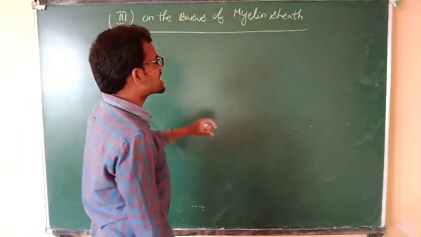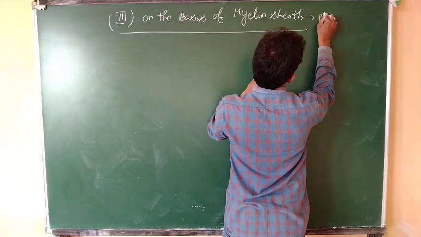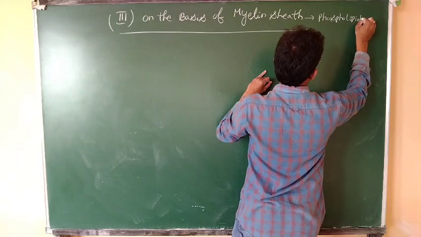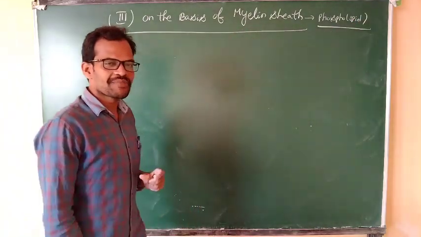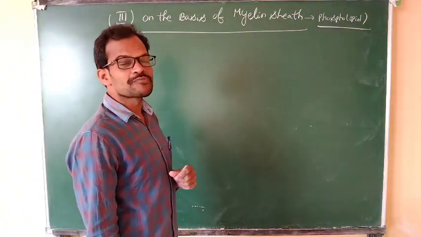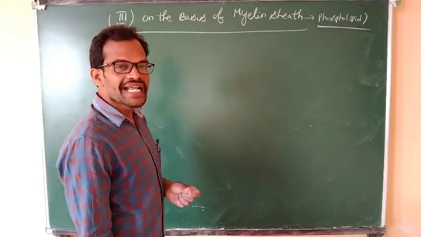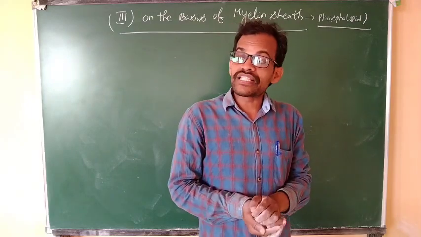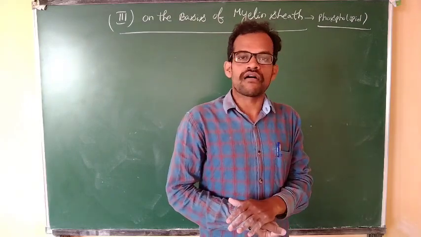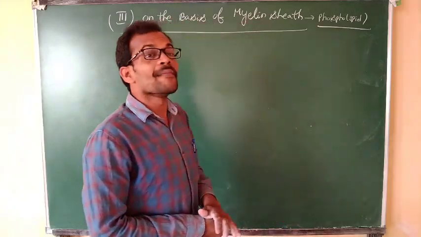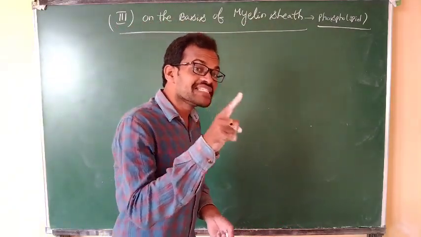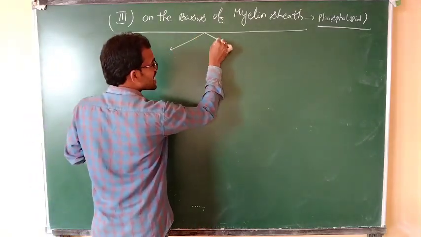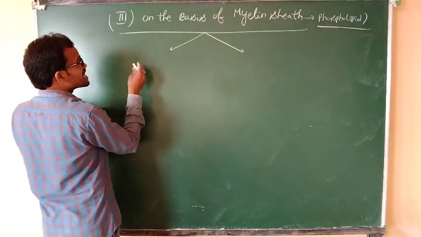Myelin sheath is nothing but phospholipid. Myelin is nothing but lipids. This phospholipid layer is wrapped around the axons. But some of the axons don't have this myelin sheath. Depending on whether the myelin sheath is present or absent, these neurons are classified into myelinated neurons and non-myelinated neurons.